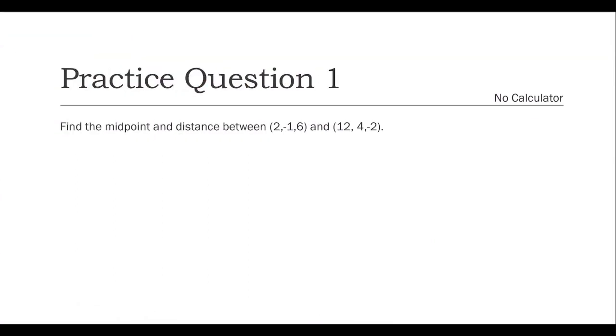So here's our first practice question. It says find the midpoint and distance between 2, -1, 6 and 12, 4, -2. So our distance will equal the square root of, so we can use this as our first point this time, and this one as our second. So we'll do 12 minus 2 squared plus 4 minus negative 1, so plus 1 squared, plus negative 2 minus 6 squared.